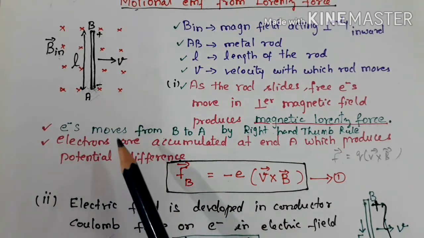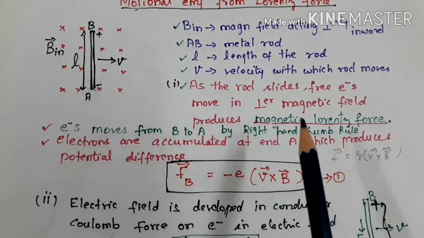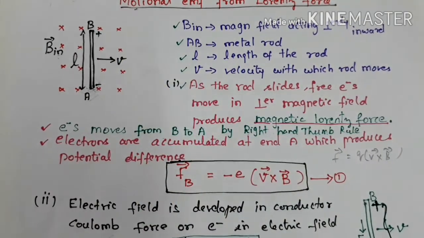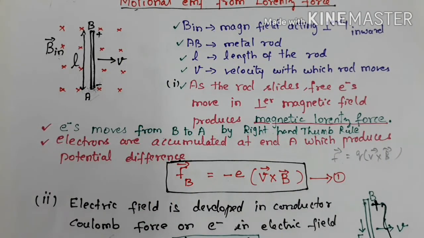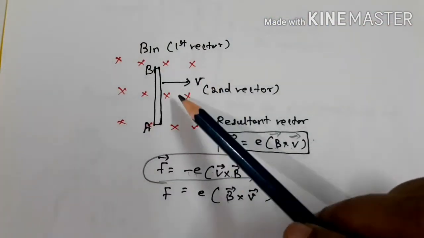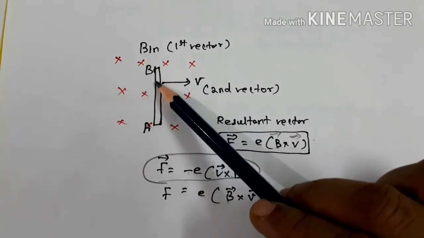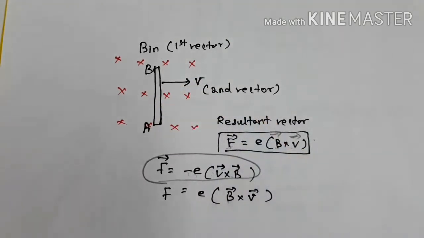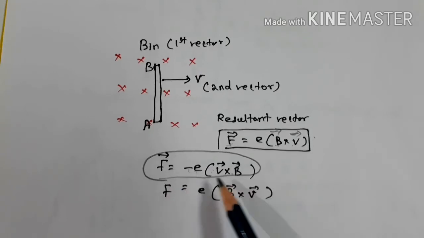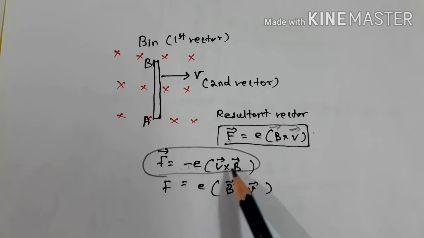Now I told you that using the right hand thumb rule, Lorentz force will be acting from B to A. We will see how. Refer to the same diagram, children. Magnetic field is acting inward and the rod is placed. V is the velocity of the rod. This is the general formula for Lorentz force: F is equal to minus e V cross B. You bring the negative sign inside the bracket, so instead of V cross B, you get B cross V.